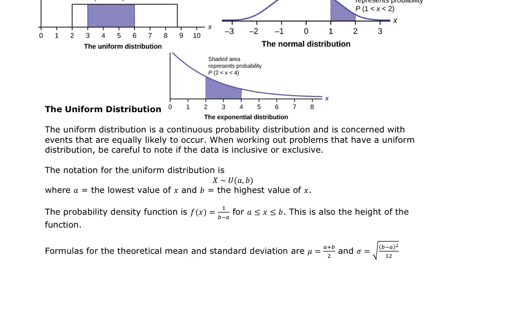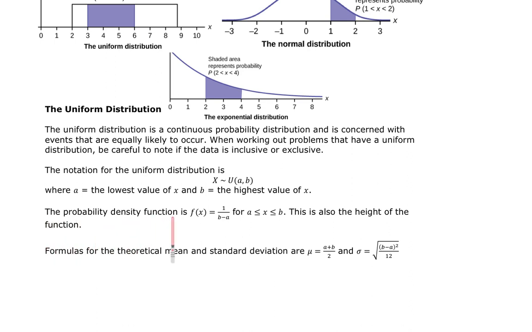What is a uniform distribution? Well, a uniform distribution is a continuous probability distribution in which all events are equally likely to occur. When working out problems with a uniform distribution, we need to be careful to note if the data is inclusive or exclusive. The notation for the uniform distribution is: my random variable X is distributed as a uniform distribution where I need a and b. A is the left side and the smallest number, b is the right side and the highest number, and of course X would be in there somewhere.